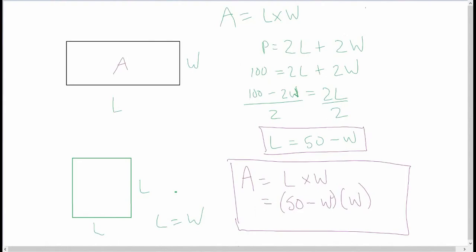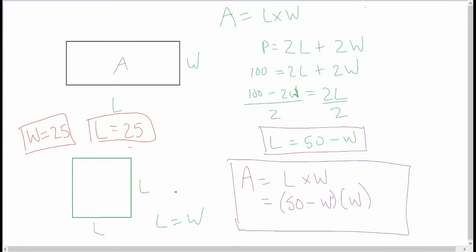So if we go back to our little question here, it's saying that we need to have a width of 25. So our length is 50 minus the width. 50 minus 25 is 25. So if we have a width of 25 and a length of 25, what shape is this? A square. So the maximum area happens when it's a square.